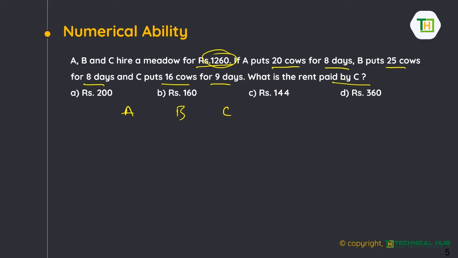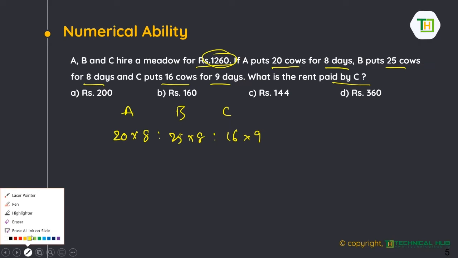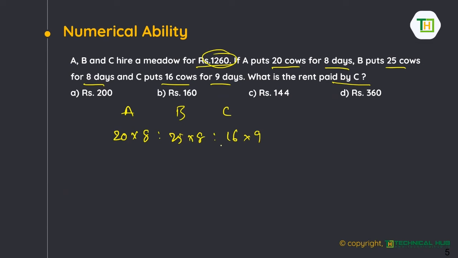If you want to find the rent paid by any of the persons, first of all, you need to calculate their respective ratio of A, B, C, right? So first, A puts 20 cows for how many days? 8 days, right? After that, B puts 25 cows for 8 days. C puts 16 cows for 9 days. Now check it out. Is there any possibility of cancellation?